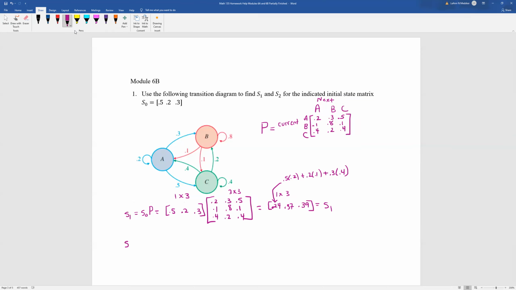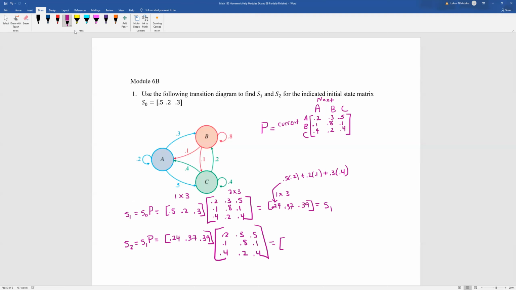So let's do the last piece of this one, which is we want stage 2. That means you do stage 1, your previous answer you just got, times the transition matrix. So we had 0.24, 0.37, 0.39 times the 0.2, 0.3, 0.5, 0.1, 0.8, 0.1, 0.4, 0.2, 0.4.